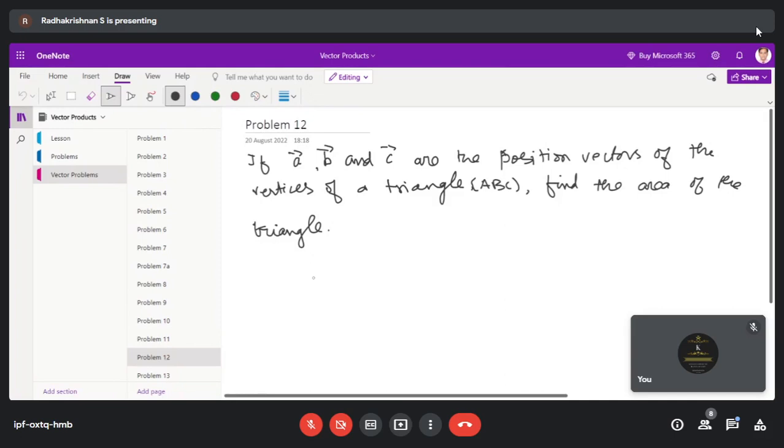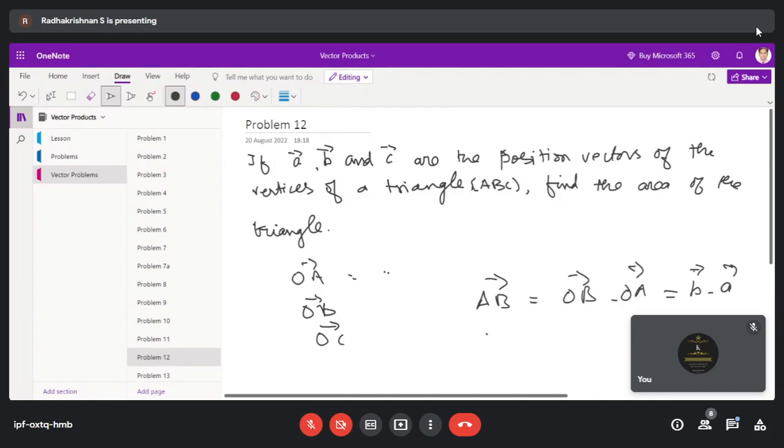OA vector minus OB vector. Yes, correct. So what is given is OA equal to A, and OB and OC are given, right? Now what is AB? OB vector minus OA vector, sir, which is equal to B minus A.